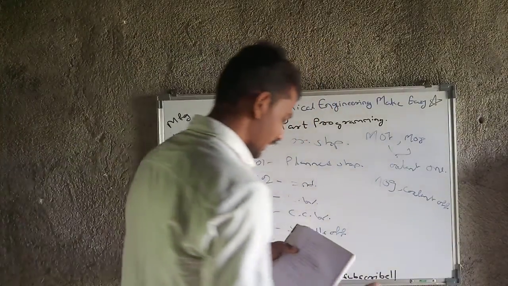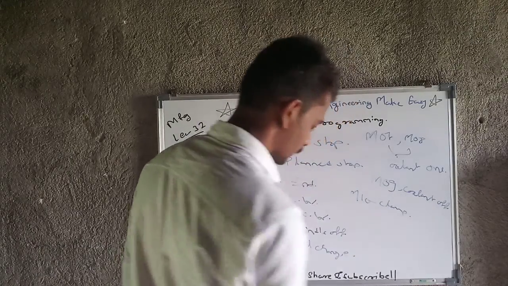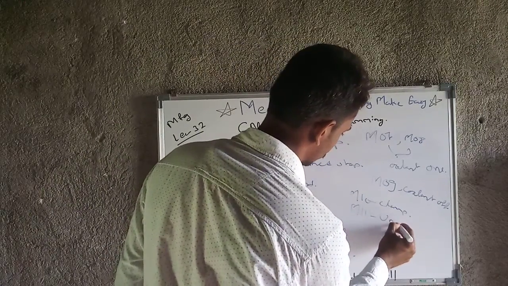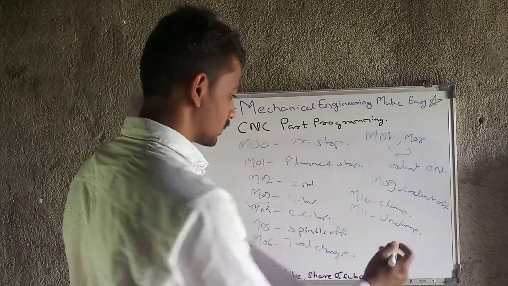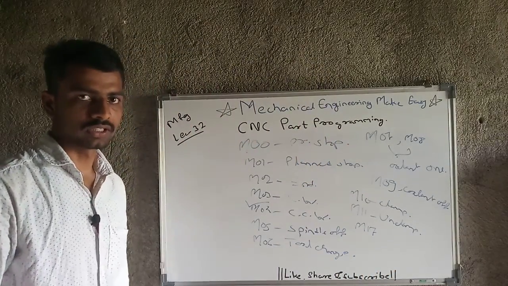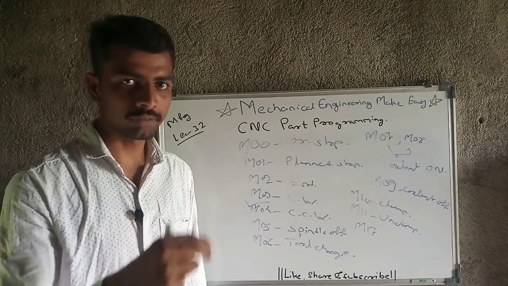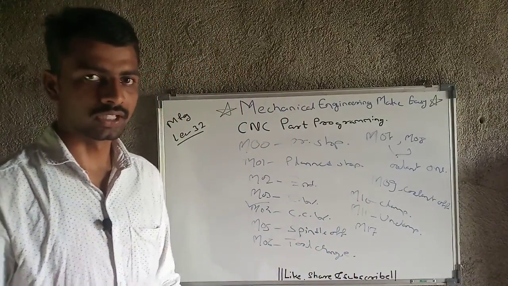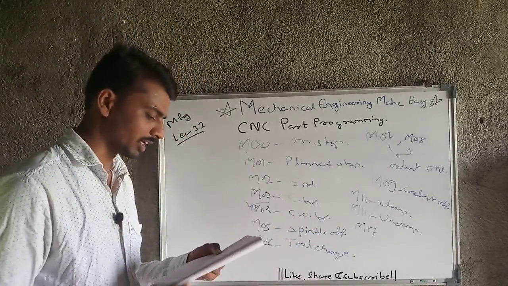Then next is M10, that is clamp. M10 is used for clamp. Then next is M11, that is unclamp. Okay, after that M17, end of sub program. If any sub program is written in main program, then at the end of that sub program we have to use M17. Not the end of full program, only for end of that sub program we have to use the M17.